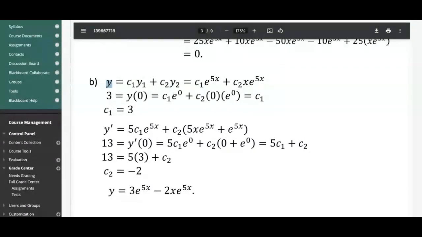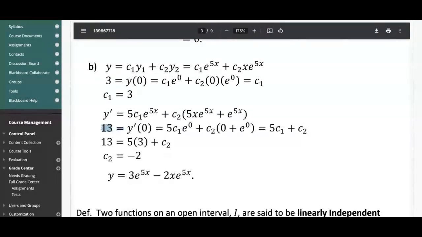So a general solution for y is c1 y1 plus c2 y2, written as c1 e to the 5x plus c2 x e to the 5x. So use the first condition. 3 equals y of 0, so c1 e to the 0 plus c2 times 0 times e to the 0. So that's just c1. That means c1 equals 3. So we have 3 y1 plus c2 y2. Well, now we want to solve for c2.